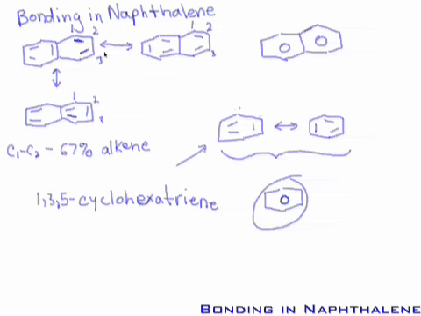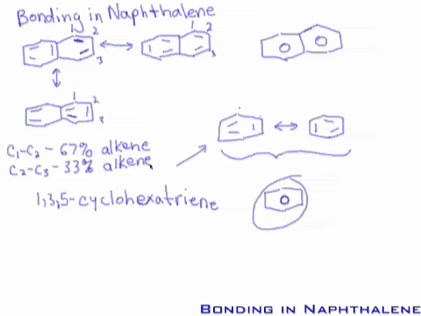Now let's look at positions 2 and 3. Well, position 2 and 3 has a double bond in only one structure. If I go to C2, C3, that would suggest only 33% of the time do I get alkene-like behavior.